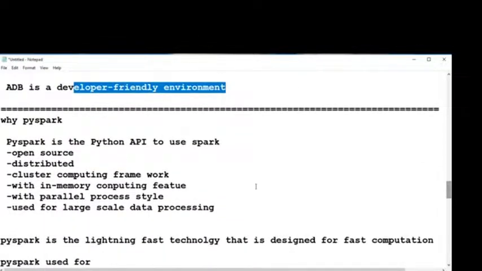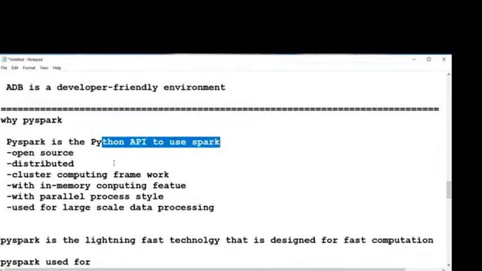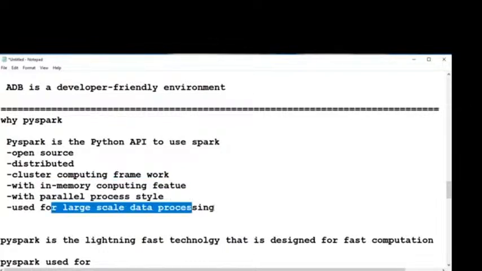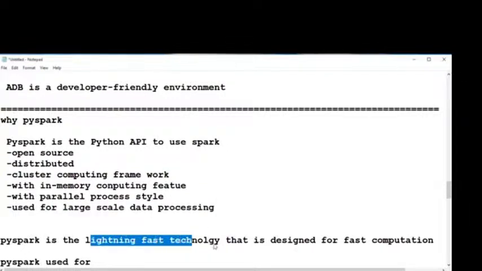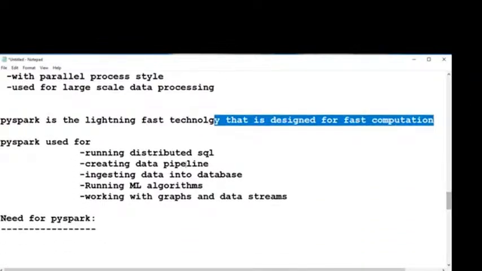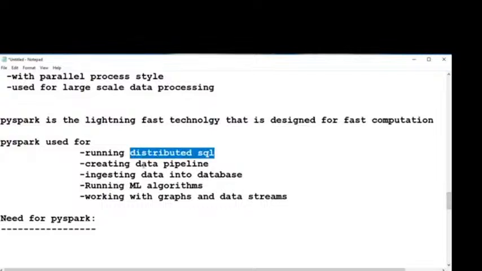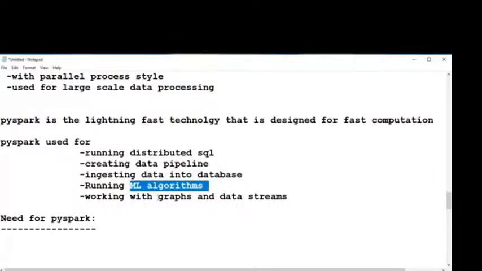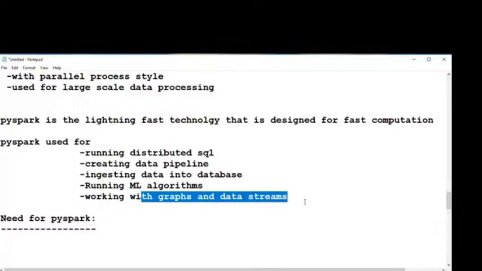So PySpark is a Python API to use Spark. It's an open source distributed cluster computing framework with in-memory computation features, with a parallel process style, used for large-scale data processing. PySpark is a lightning fast technology that is designed for fast computation. Generally, PySpark is used for running distributed SQL, creating data pipelines, ingesting data into the database, running ML algorithms, and working with graphs and data streams.